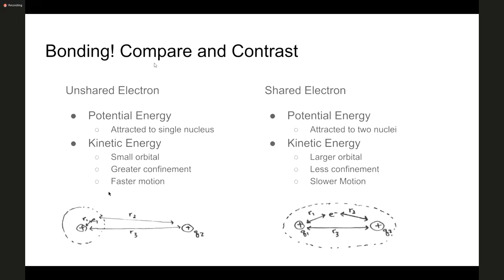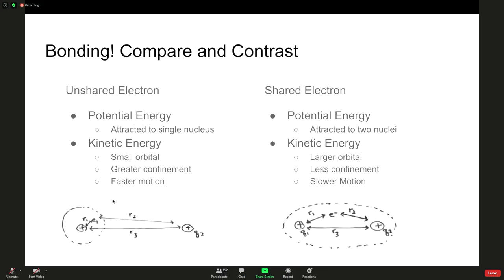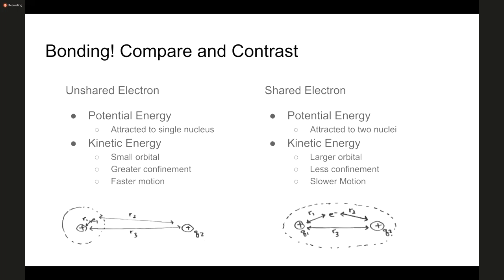Just have one electron, it's attracted to just one nucleus. And then in terms of kinetic energy, you have a smaller orbital and a greater confinement energy and a faster motion for the electron. When you compare that to your shared electron, on the right, it's attracted to two nuclei, so the potential energy is lower. And for your kinetic energy, you have this larger orbital and less confinement and a slower motion. So those are some nice compare and contrast for this.